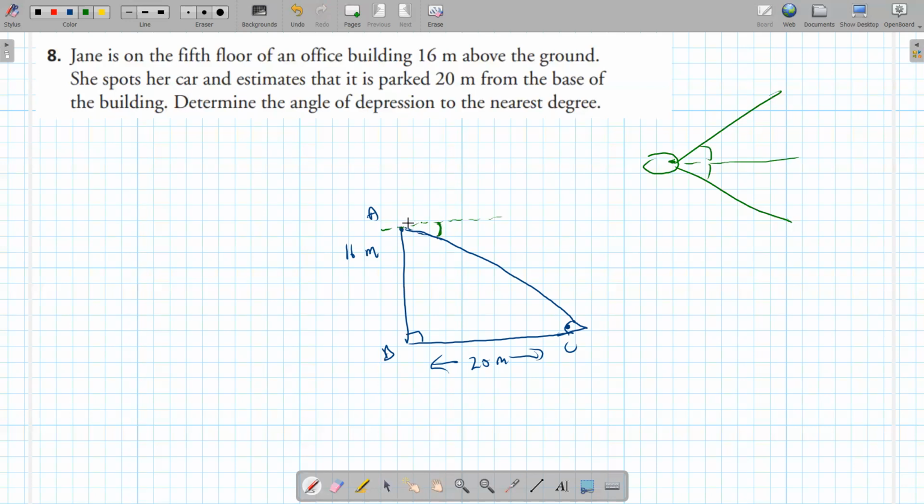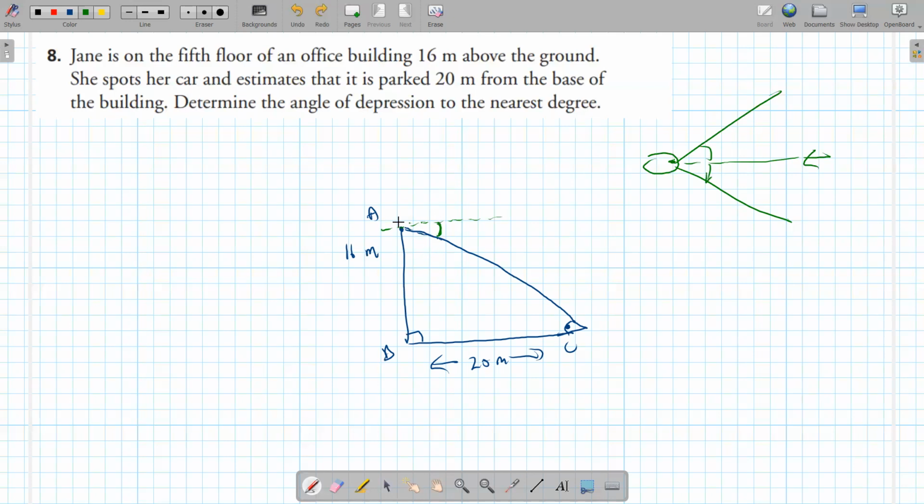It's always from the horizontal line. You see this horizontal line side? Angle of elevation and depression are both going to come out from the horizontal line. It's not gonna be this one. But we may have to find this one to find that one.